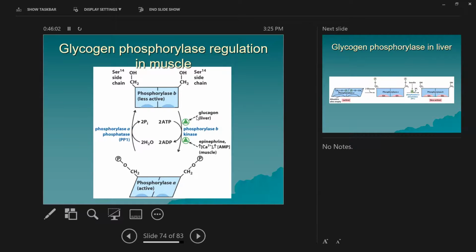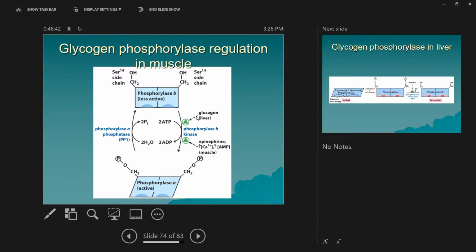So if you activate phosphorylase kinase, it will phosphorylate that serine. I said this was for glycogen synthesis. I'm sorry, this is for glycogen degradation. Glycogen phosphorylase degrades glycogen. Got that wrong.